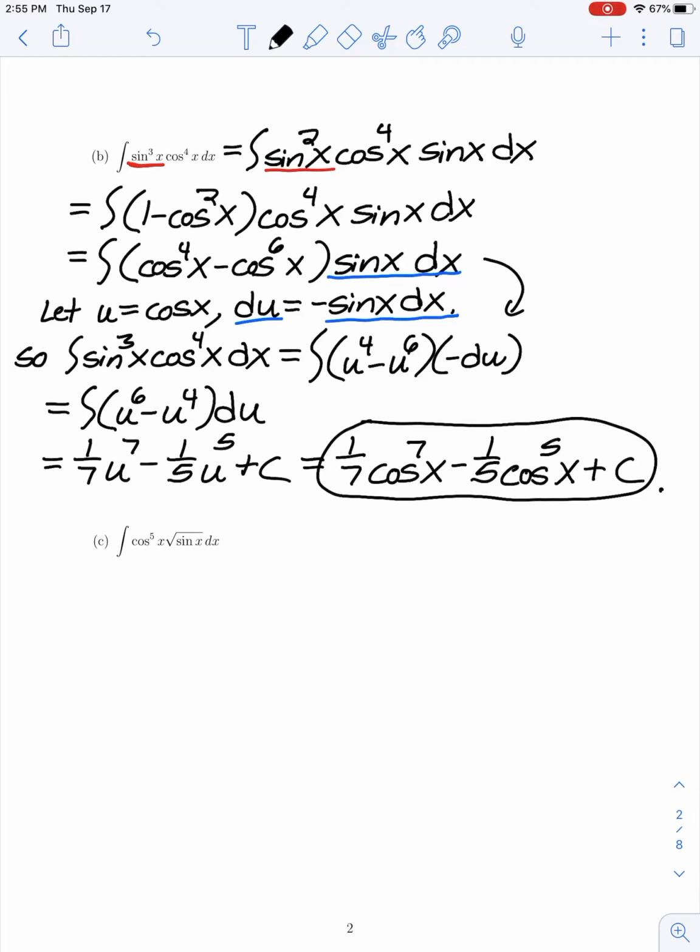All right. So let's look at another one. In part C, we have the integral of cosine x to the fifth times the square root of sine x. Now we know that we can rewrite the square root of sine x as sine x to the 1/2 power.